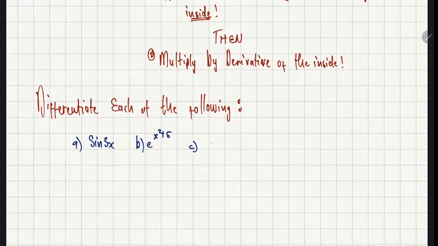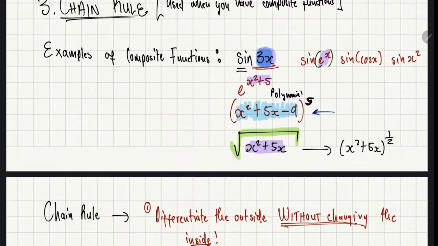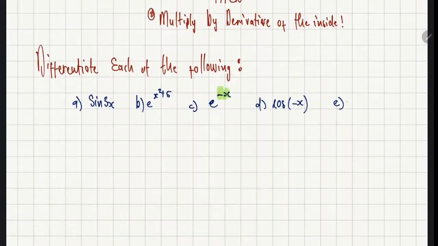C, even if it was e to the minus x, this is still a composite function because minus x is not x. So it's a composite function. D, cos of negative x. Still this is a composite function. Let's put these ones that we wrote. This one, x squared plus 5x minus 9 to the power 5.